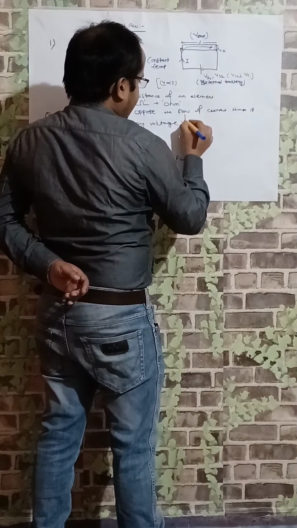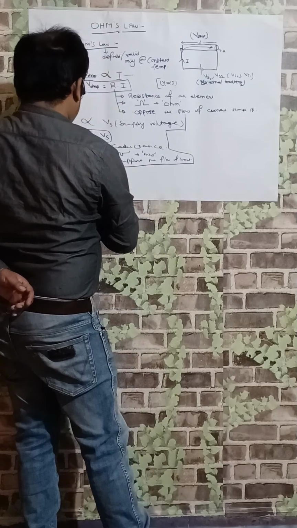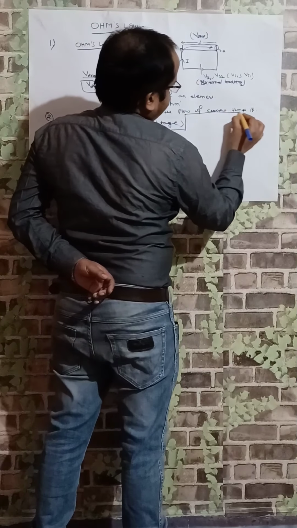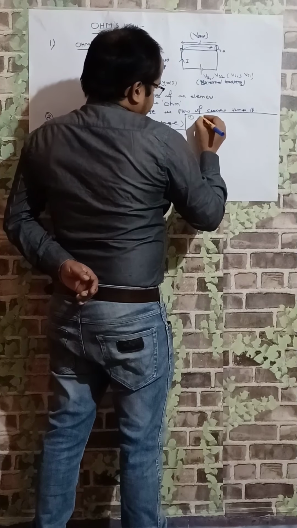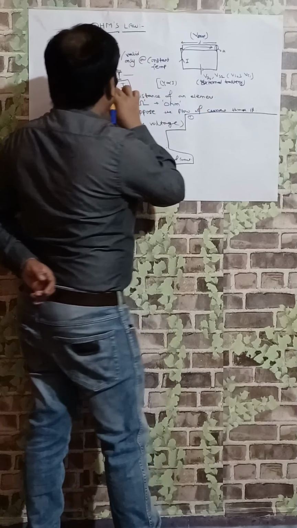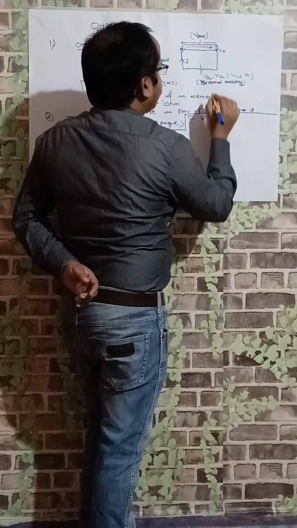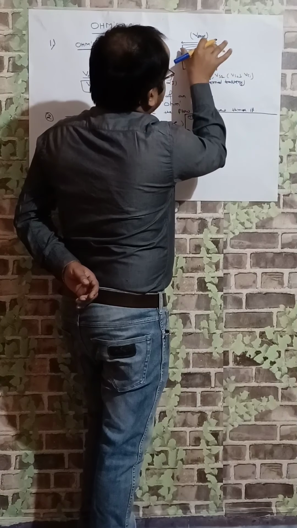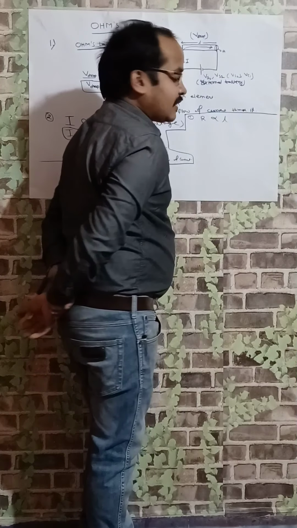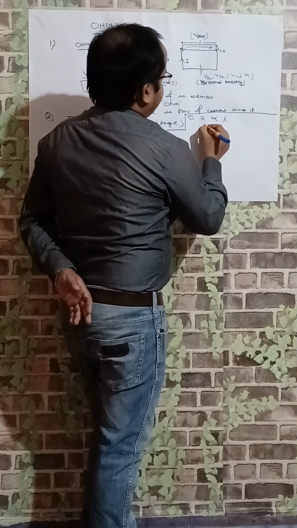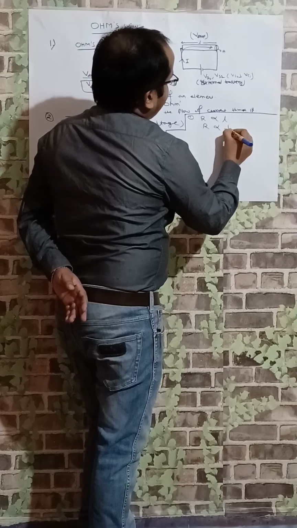What are the various parameters on which resistance depends? First of all, the dependency of resistance. Resistance is directly proportional to the length of the material under consideration. Resistance is directly proportional to L, the length of the material. Second, resistance is inversely proportional to the area of cross section.